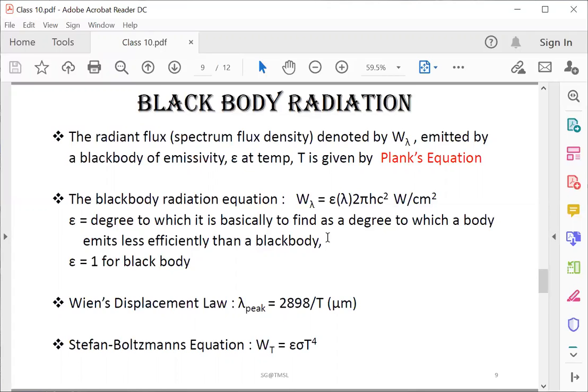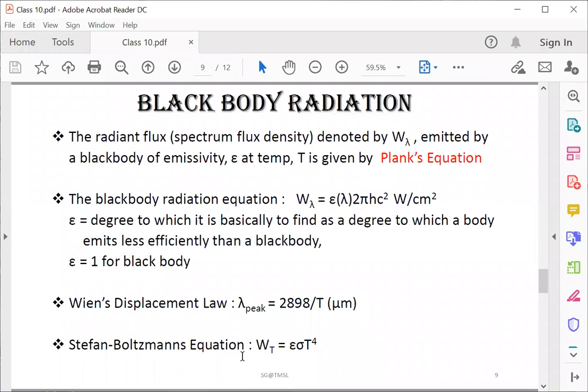Another important equation used in radiation physics is Wien's displacement law, which is lambda peak equal to 2898 divided by T micrometer, where 2898 is Wien's displacement constant and T is the absolute temperature. That means any heated body emits certain radiation, and the wavelength of that radiation is given by this relation.